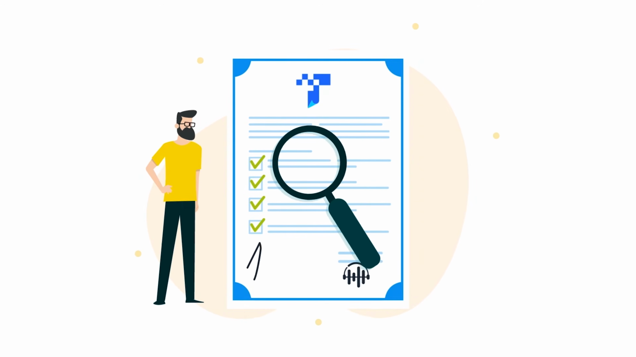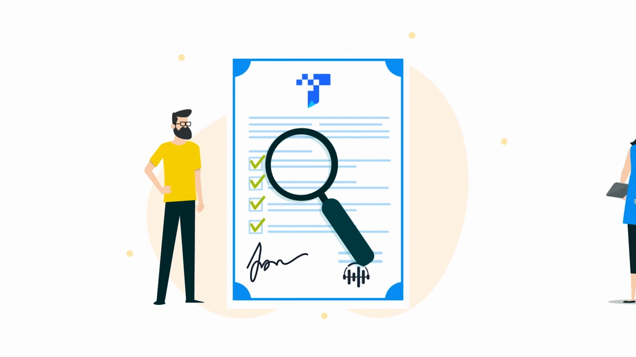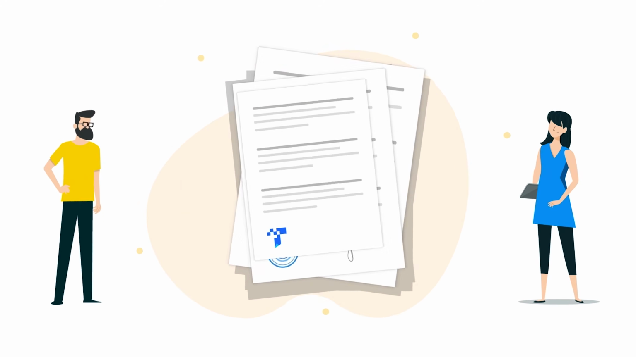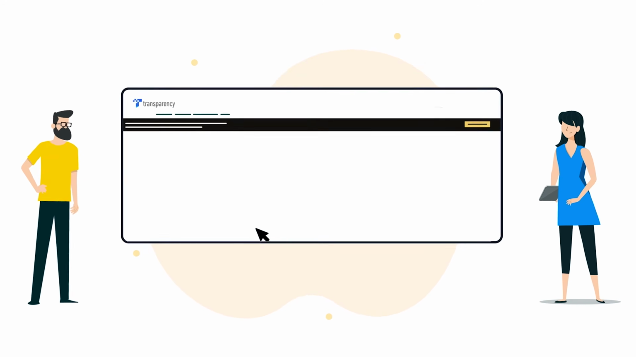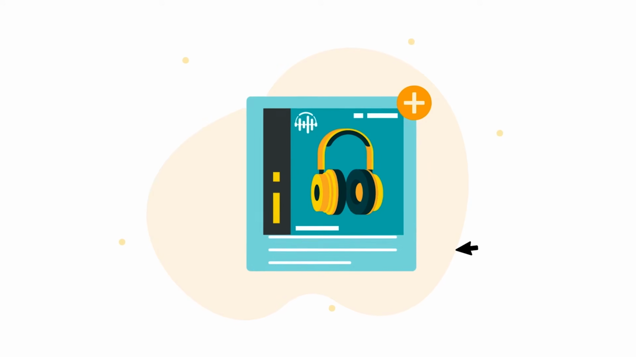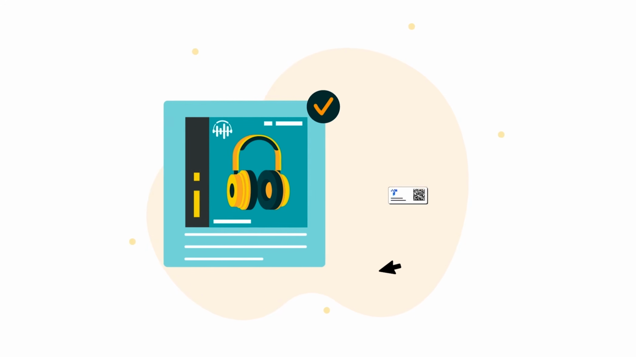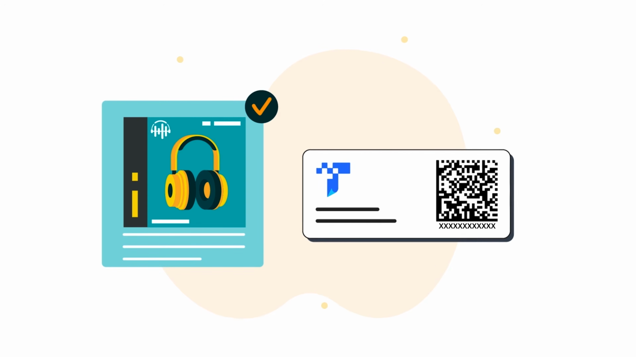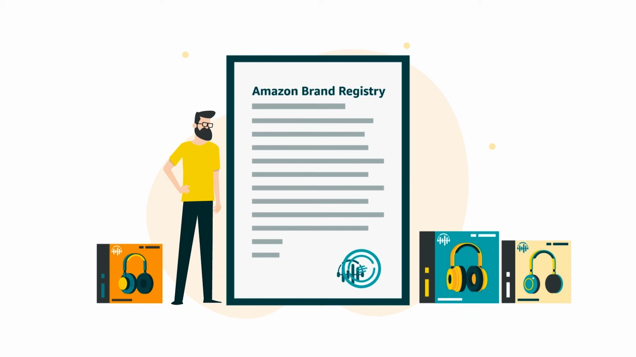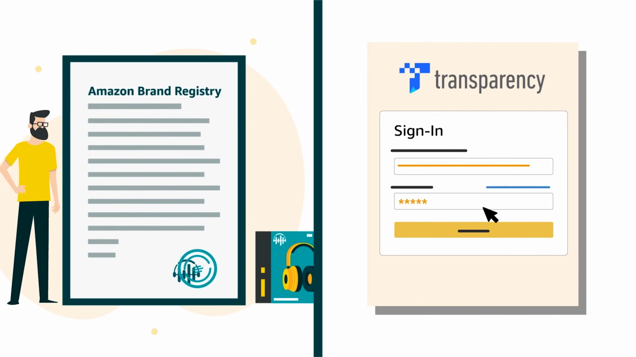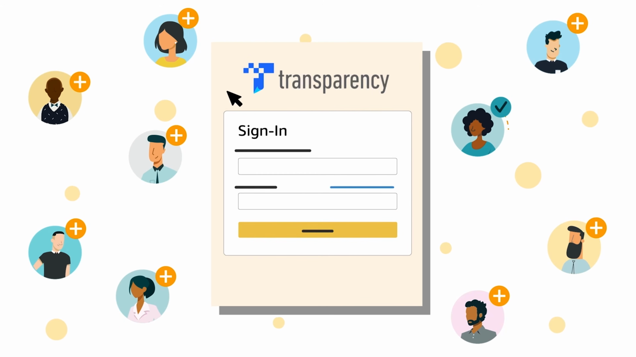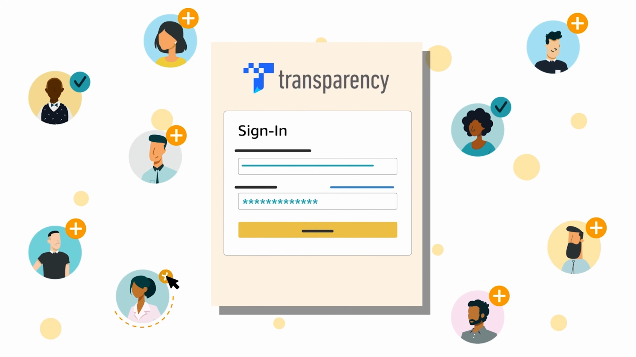Next, you'll review and sign the Transparency agreement, and the Transparency team will finalize your enrollment. They'll also share onboarding resources and details on how to access the Transparency portal with you. You'll use this portal to enroll ASINs, generate transparency codes, and access your reports. The brand registry rights owner can sign in using their brand registry credentials. They can also add new users and grant them permission to access the Transparency portal.